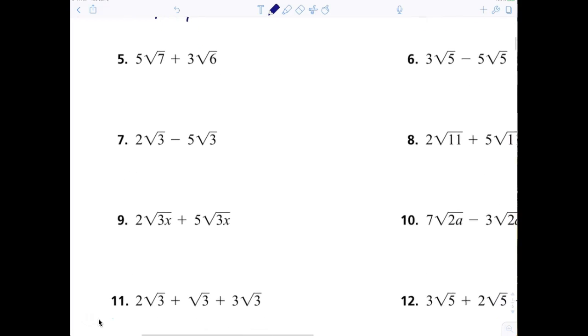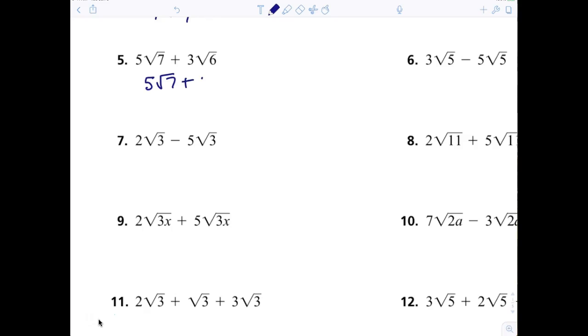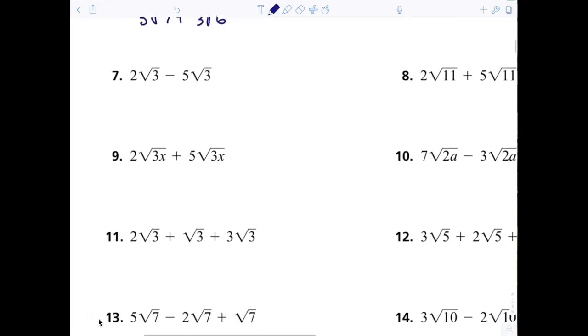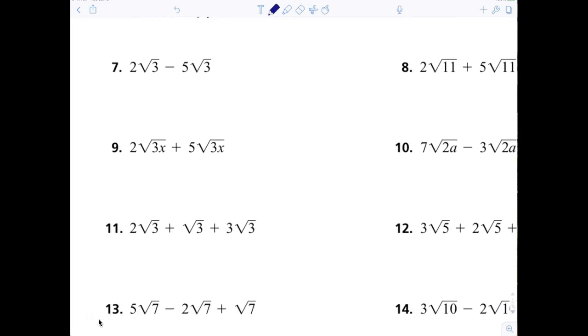So now, number 5, that should be kind of obvious now. Are the radicals the same? No. So the answer is just 5 radical 7 plus 3 radical 6. All right, they're trying to tell you you can only add radicals if the radical is the same. All right, now take a look at number 7. 2 radical 3 minus 5 radical 3 is? Yeah, very good. Negative 3 radical 3.